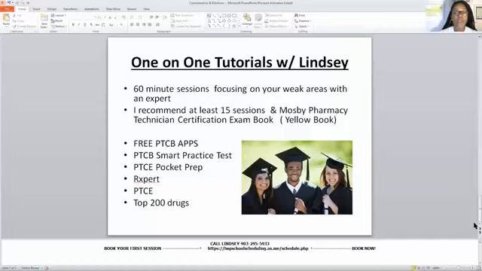The free PTCB apps that you can use to help you are the PTCB Smart Practice Test, the PTCE Pocket Prep, R Expert, PTCE, and Top 200 Drug. Everybody knows that I recommend that yellow book by Mosby, okay? In 2020, once the new laws or the new requirements start, that book will change, and so will my recommendation for the 2020 exam, okay? But until then, for now, we're going to continue to study out of the book that is most relevant, which is that PTCB, Mosby's Pharmacy Technician Certification Exam book.